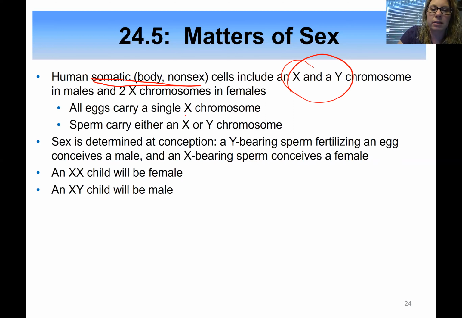So all eggs carry X's because a human female can be XX, so all eggs will carry an X, and a sperm can carry an X or a Y. So it is the male that determines the gender of the offspring, because the offspring is going to get an X from mom. If it gets an X from dad, it's female. If it gets a Y from dad, it's going to be a male. So XX female, XY male.